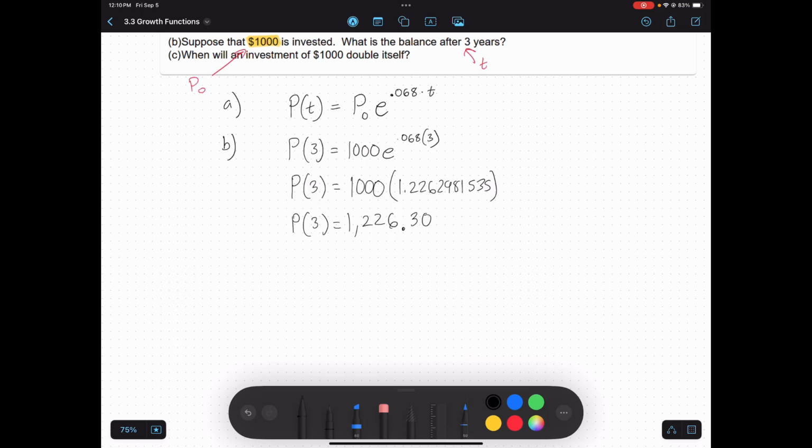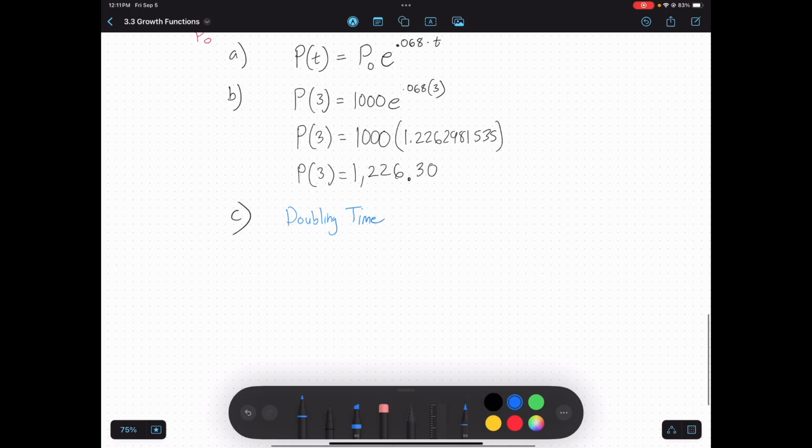Look at part C. Part C is asking, when will this investment of $1,000 double itself? Well, what is that really asking for? It's asking for the doubling time. And it's interesting because this question specifically says the 1,000, but remember, what did we learn about doubling time? Doubling time is the same regardless of what you start with. So for that doubling time, I just need to use that formula of ours where doubling time is just equal to the natural log of 2 divided by k.